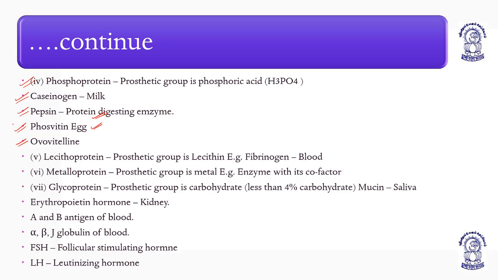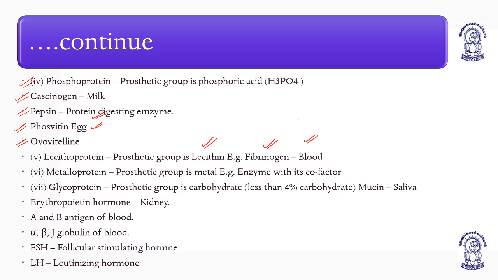Previously, we covered lipoproteins. The prosthetic group is lipid. Chromoproteins we discussed, in which the prosthetic group is a metal porphyrin structure. Now we are going to discuss lecithoprotein. Lecithoprotein has lecithin or choline as a prosthetic group. Example, fibrinogen in blood. It has a phosphatide group which is lecithin.